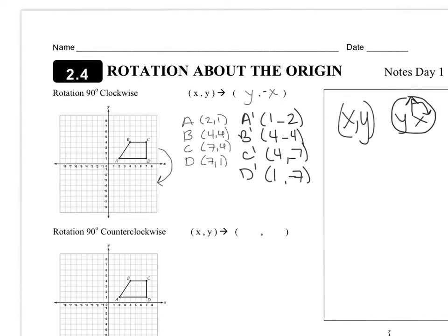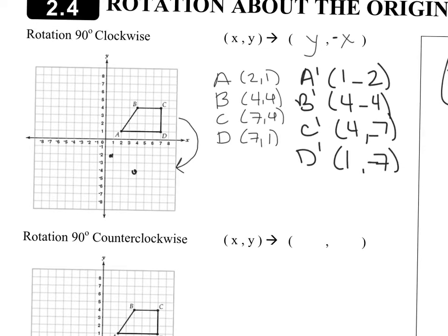And now let's graph those new coordinates. We have negative 1, down 2, negative 4, down 4. We should be labeling them with the correct label too. So this is A prime, this is B prime. C prime is at negative 4, down 7. And D prime's at negative 1, negative 7. And you connect your dots. And that figure looks as if it has turned 90 degrees clockwise.